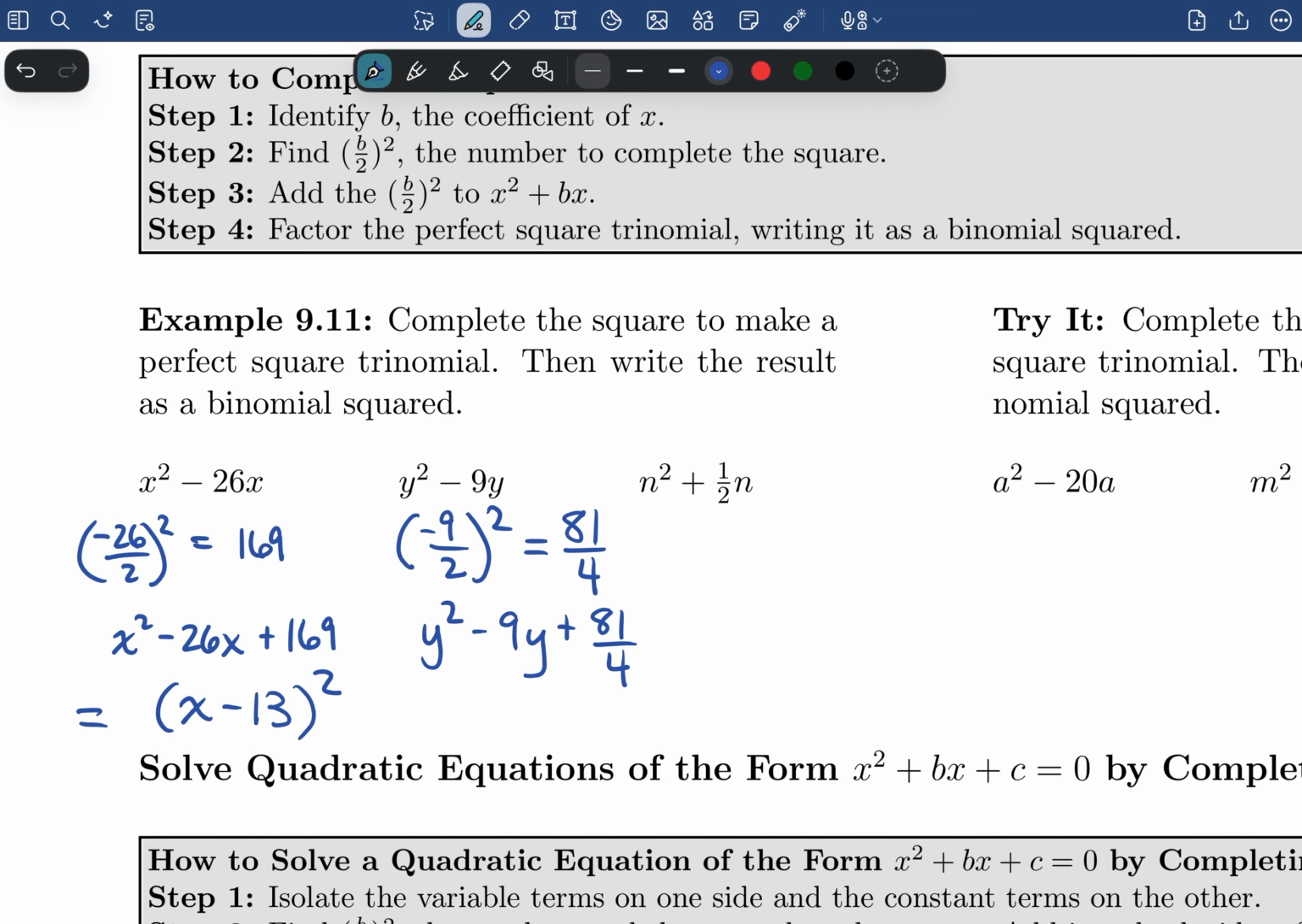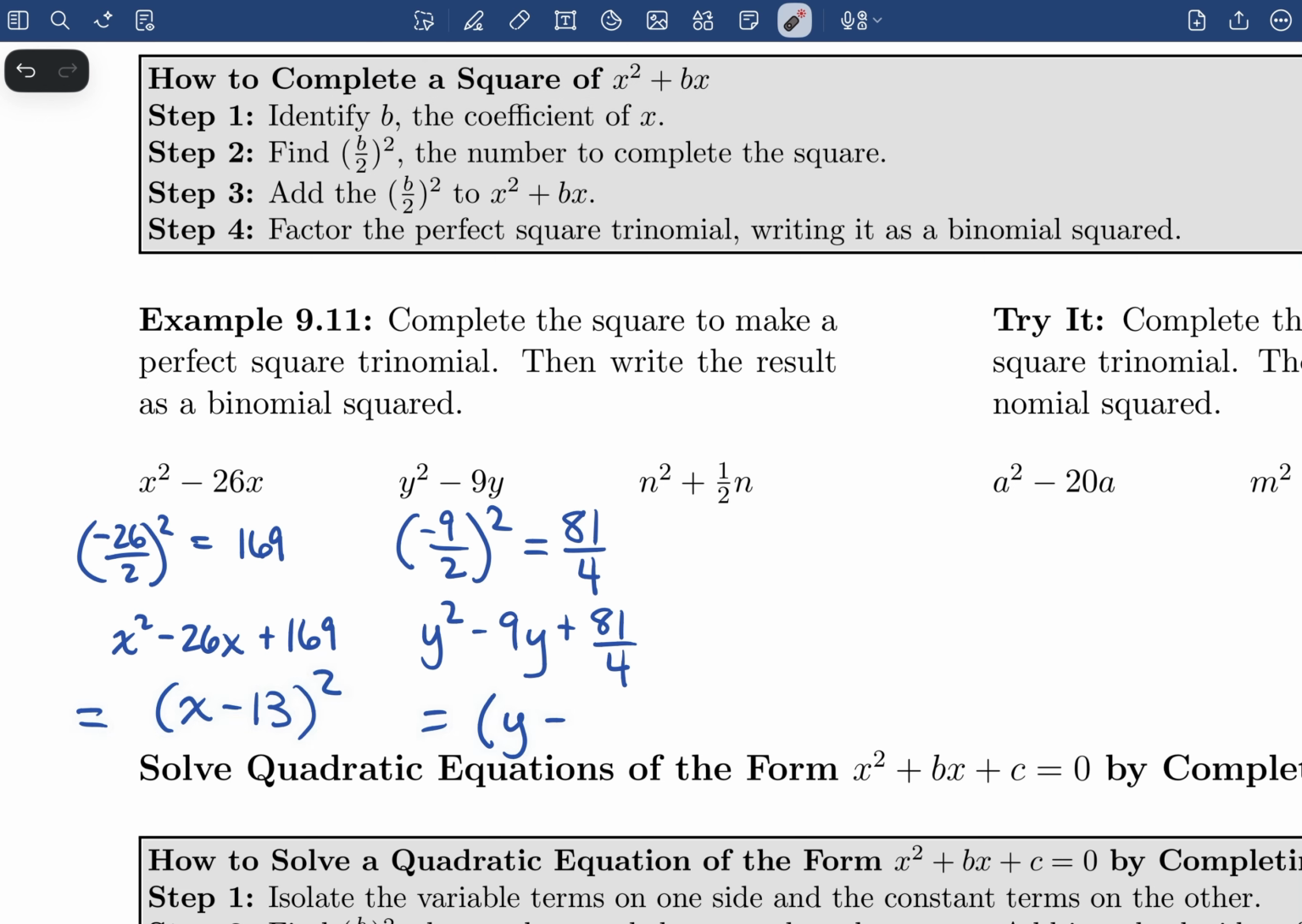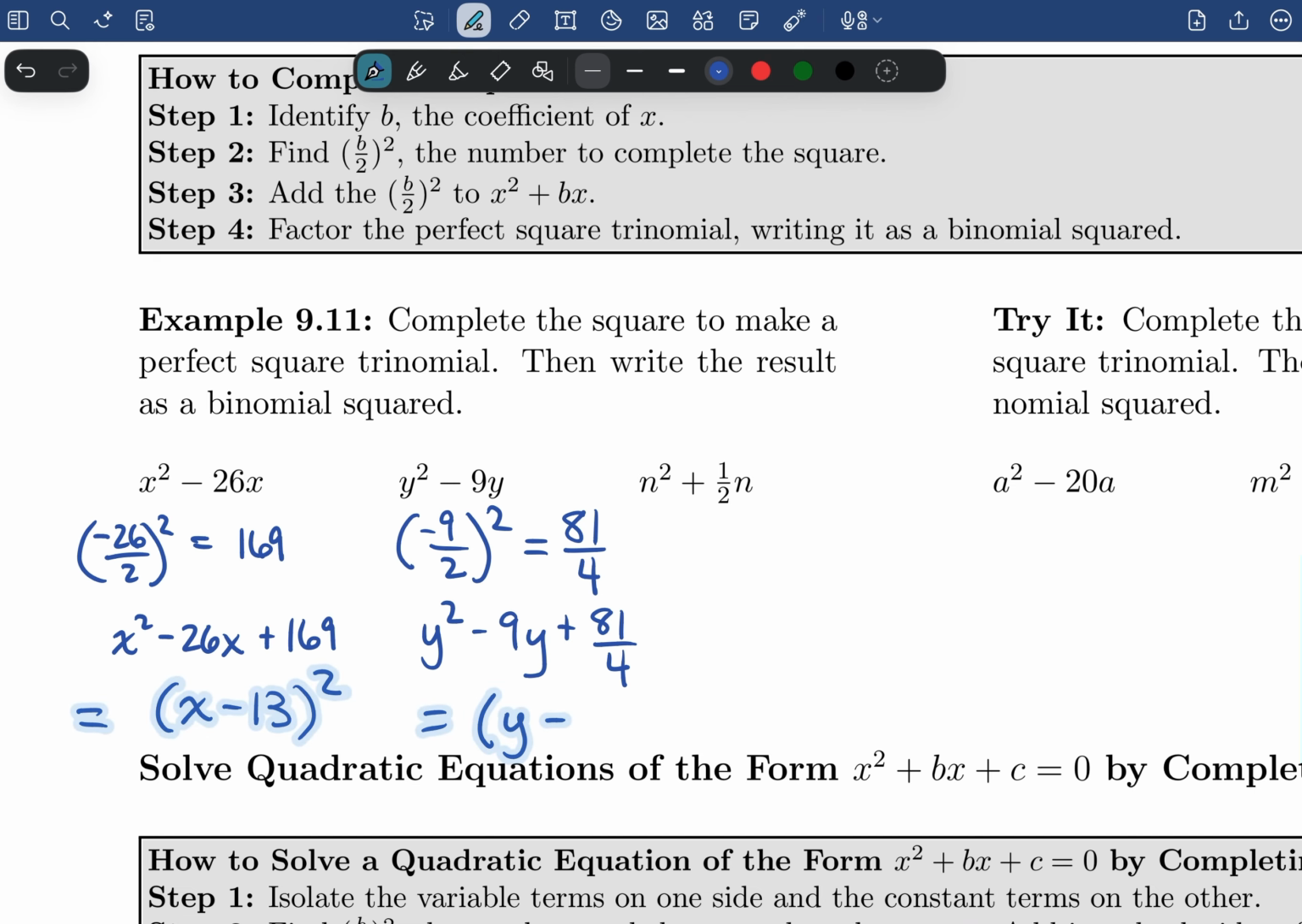Great. Now, this is a perfect square trinomial, and I can write this perfect square trinomial as a binomial squared. So I take the variable y, and I'm subtracting. Why am I subtracting? Because of this minus sign right here. That carries down into the binomial. And now this guy right here, 9 halves, goes right here. So I take 9 divided by 2, and then I square that. And this is the factored version of the perfect square trinomial. It's this binomial squared.